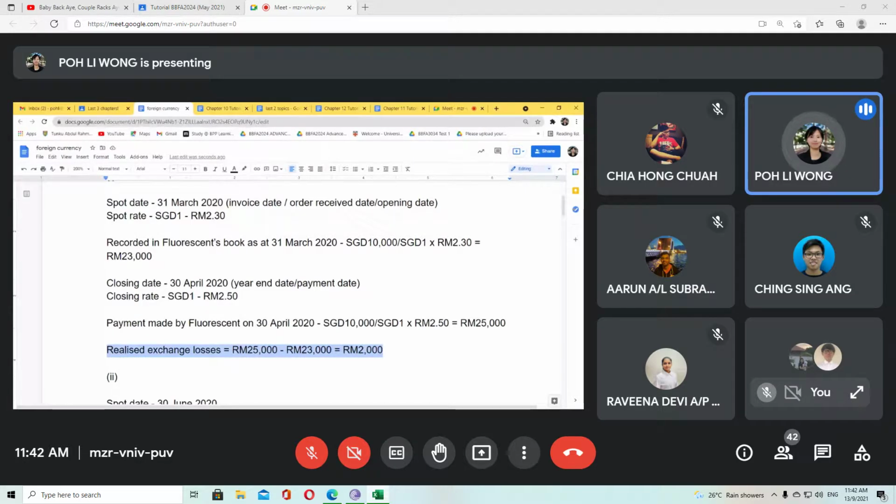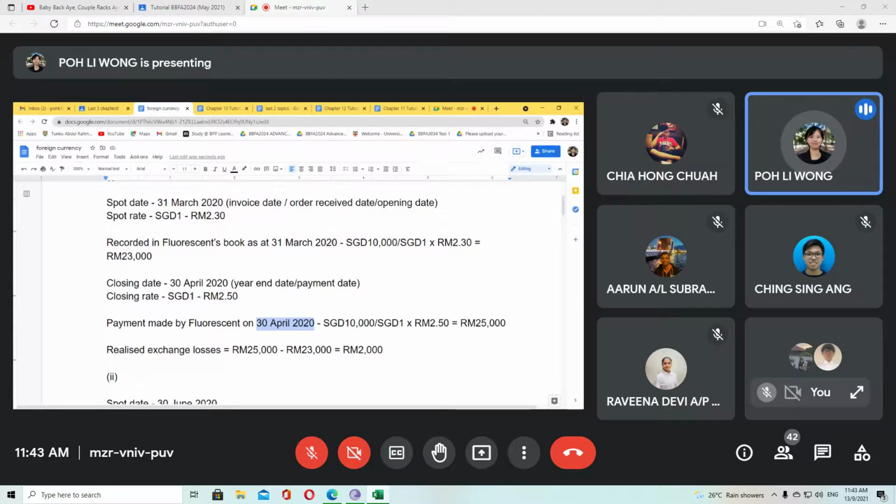Why? Because at the point of time, at the opening date, we take in 23,000. We thought that we only need to pay 23,000. But who knows that just a 1 month gap, we have to pay 25,000 already. This is foreign currency fluctuation. Okay, so maybe on 30th April, the Singapore dollar, their currency is much stronger than Malaysia. So that's why we have to pay more.